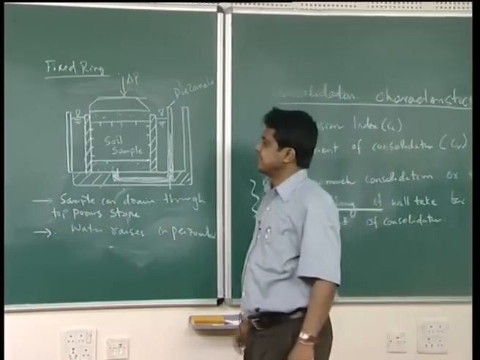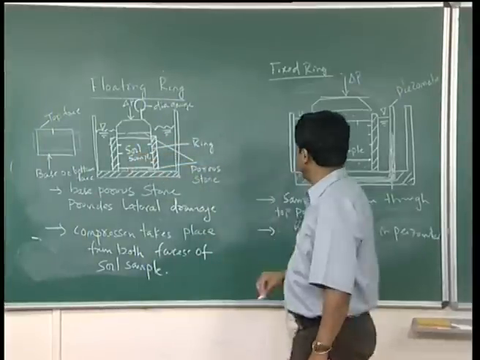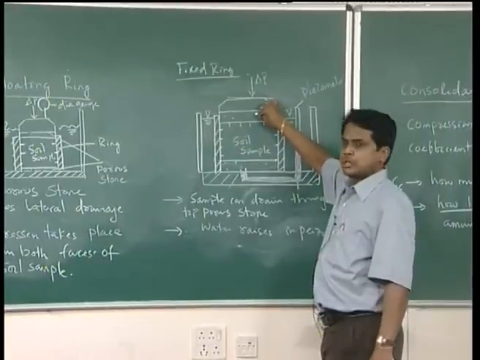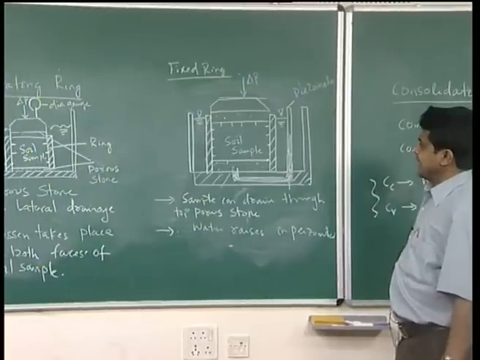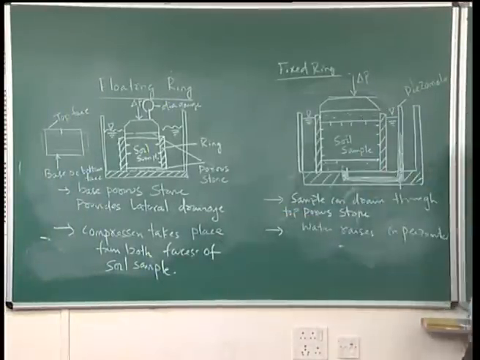That means, in this case lateral drainage occurs in case of base, and in this case drainage occurs in case of top porous stone. Then compression takes place on both the faces. In fixed ring, compression takes place on only one face. So, this is the basic difference between floating ring and fixed ring types.